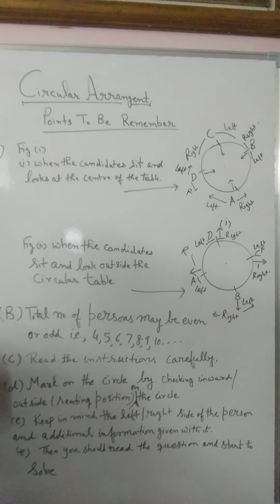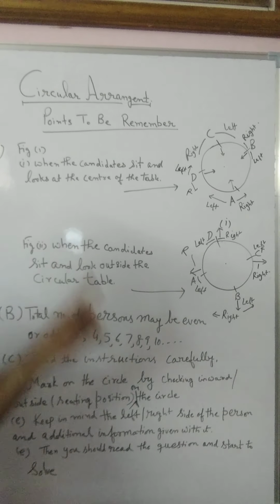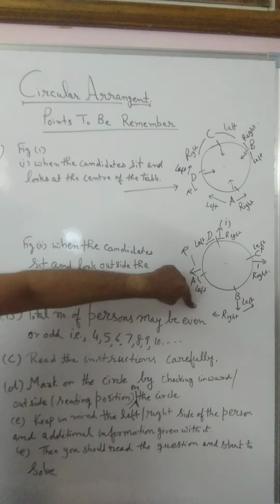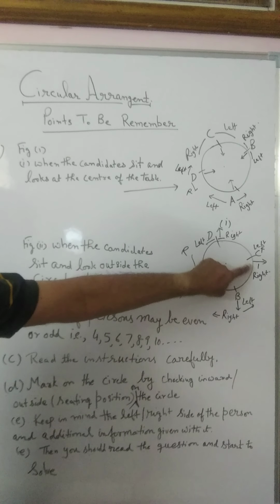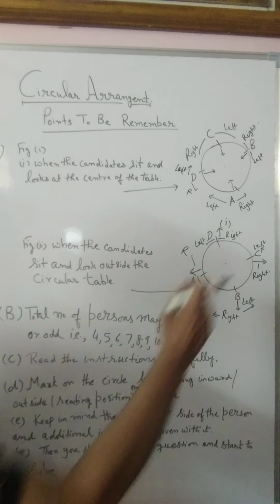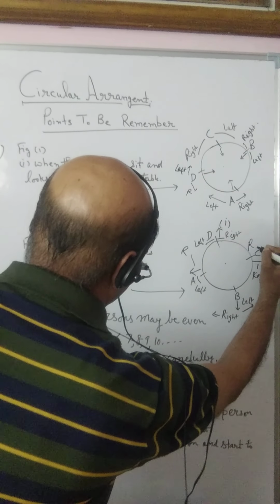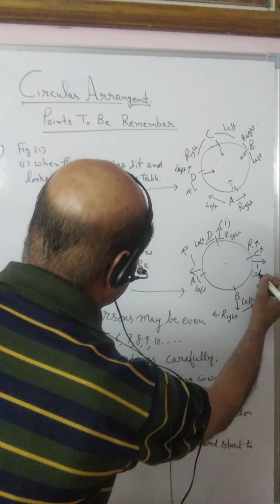They are looking outside the circular table. Here A, B, C and D are sitting towards the center of the table. Here for position B, the right hand side will be in this direction and the left hand side in this direction. Similarly for C, we have to be very careful that his right hand side will be in this direction and left hand side in this direction.